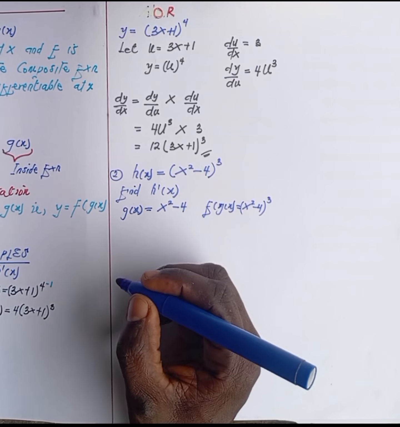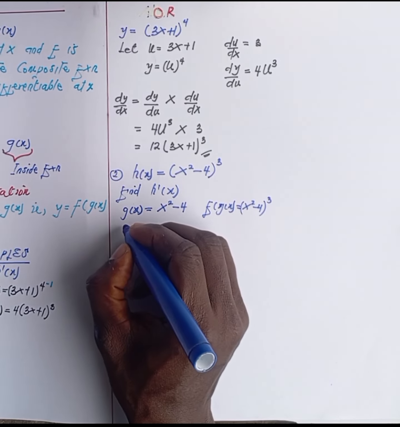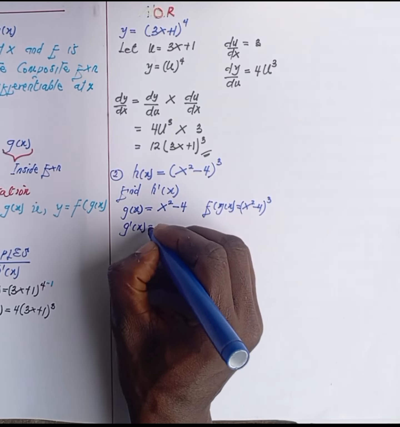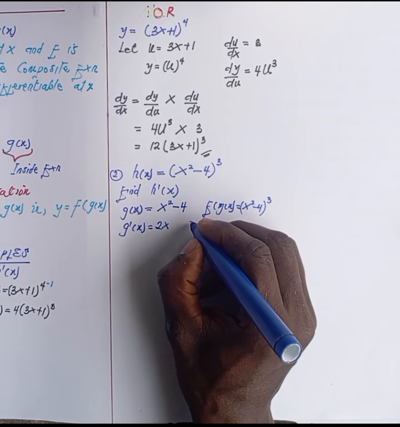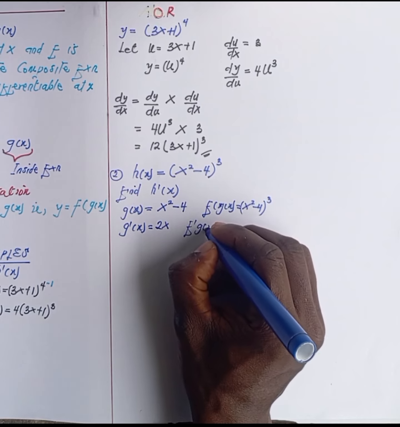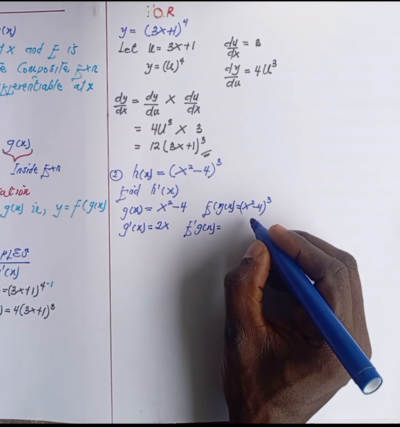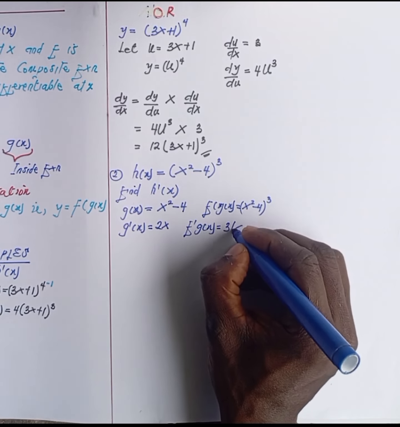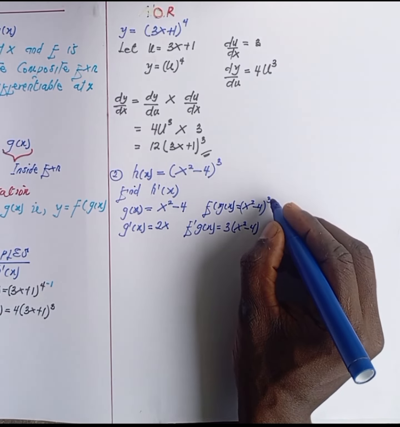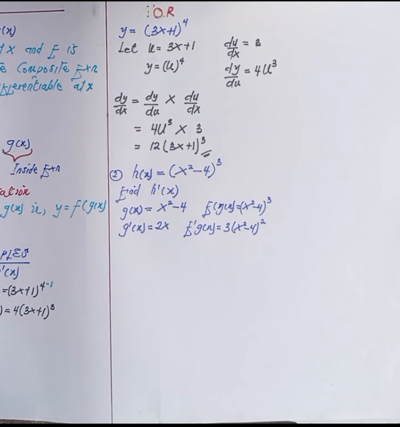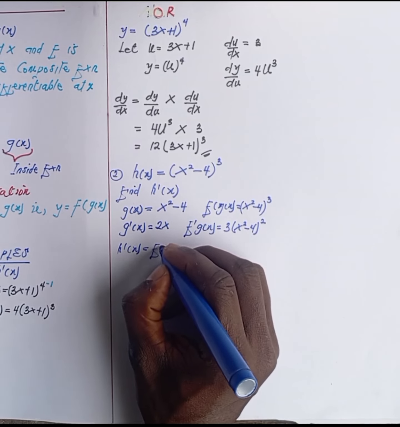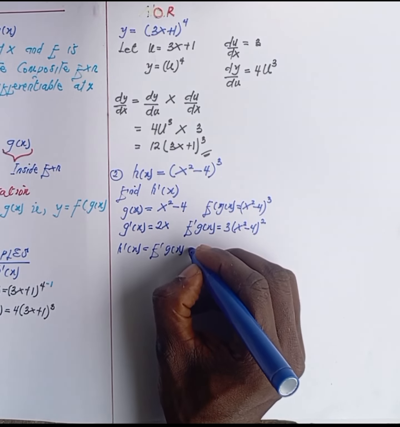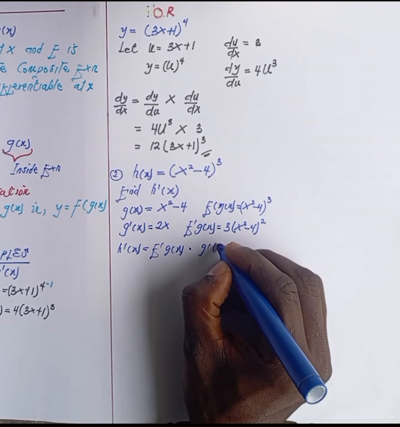Now what we are going to do next is find the derivative of g at x, which is going to give us g prime at x. When we differentiate x squared, we are going to get 2x. We differentiate a constant, we get 0. And then f prime at g at x, when we differentiate this using the power rule, we are going to get 3 out, x squared minus 4, and then you subtract 1 from the exponent, we are getting 2. After that, we just substitute this into the formula, which says that our h prime at x is f prime at g at x times g prime at x.